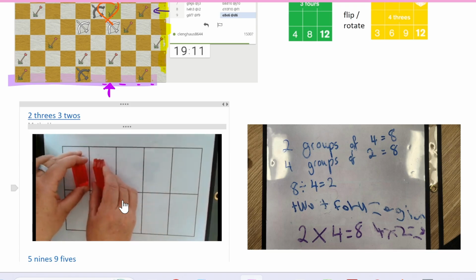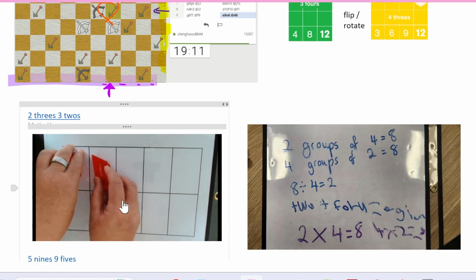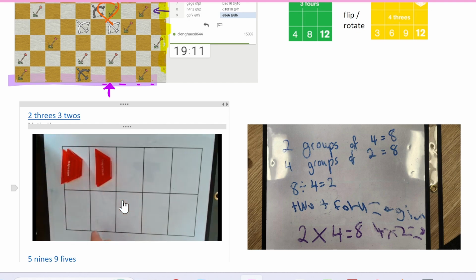So I've recreated it here, but she actually did all of the pattern block placing and so on. So she actually created 2 stacks of 3 and then moved that other one from each stack to make 3 stacks of 2.